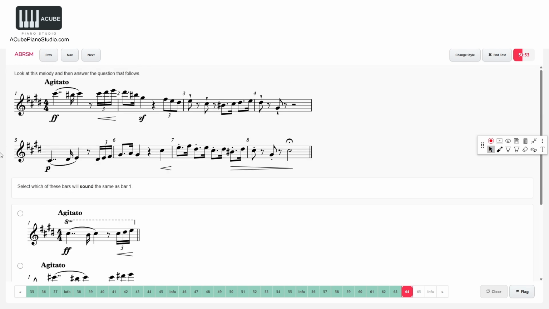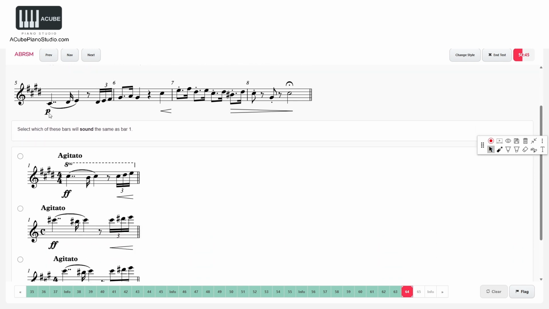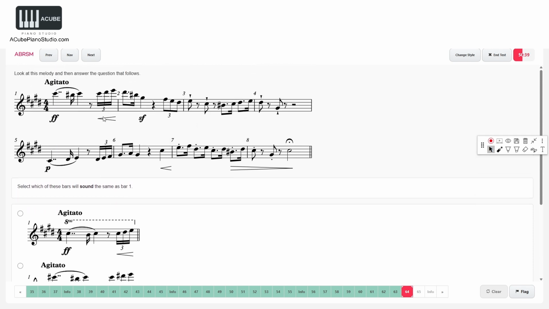Next, select which of these bars will sound the same as bar 1. For this one, you need to check everything, including the dynamics and the articulation, because it must sound exactly the same. So let's take a look at this. Key signature is the same. This is 4/4 time. This is FF, getting louder. Let me check, is the rhythm the same? Yes, the rhythm is the same. Then there's an 8. That means you're going to play an octave higher. So this C, an octave higher, becomes this. Yes, an octave higher. There's no sharp here when there's a B sharp here. So this one is out.